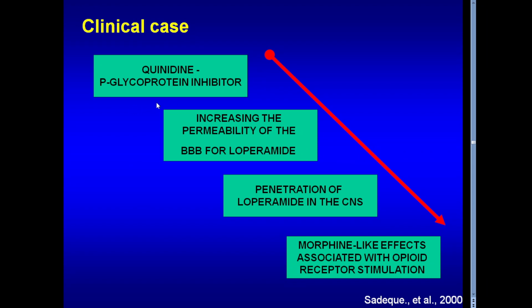Look. Quinidine, antiarrhythmic agent, is the inhibitor of P-glycoprotein. Inhibition of this transport system increases the permeability of the blood-brain barrier for loperamide. In normal situation, loperamide doesn't cross blood-brain barrier. In interaction with quinidine, permeability is increased. So loperamide penetrates into the CNS and causes morphine-like effects associated with opioid receptor stimulation.